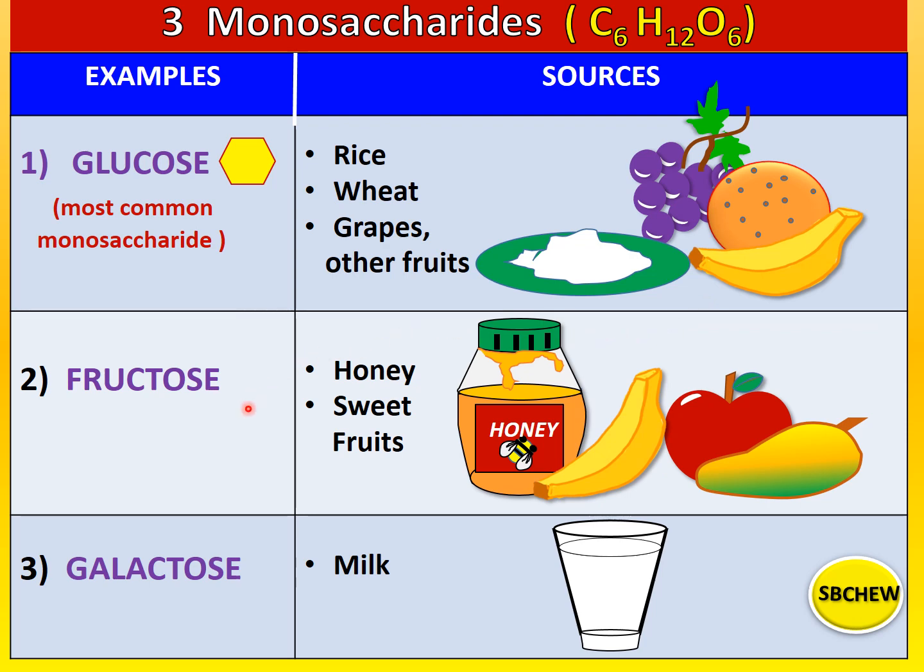Fructose is found in honey and sweet fruits like bananas again. Mango has a lot of fructose, and also apples. Some of the fruits we eat have a high content of glucose and fructose. Galactose is especially found in milk. It is a simple sugar that's found in milk.